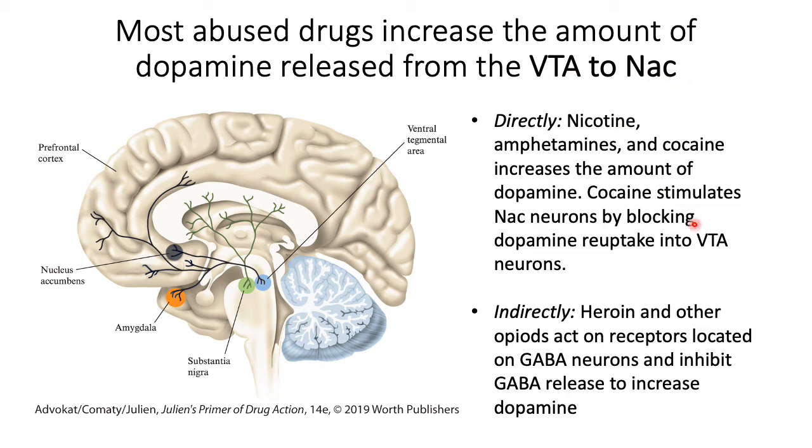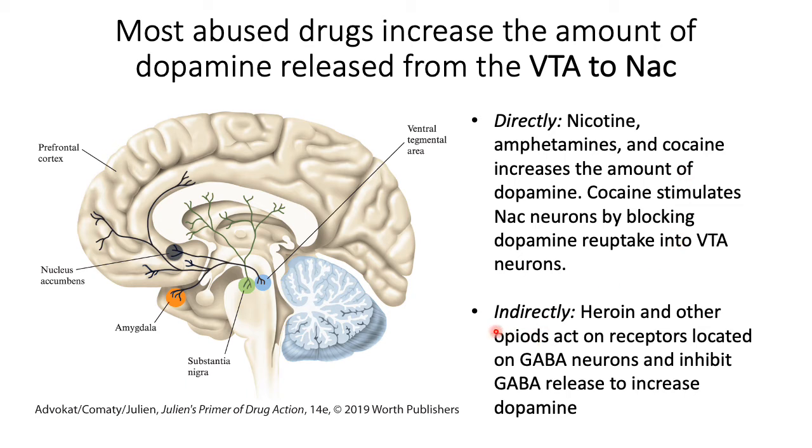There are ways that these structures are directly manipulated. Directly means that dopamine is stimulated directly and increased. Some of these drugs are nicotine, amphetamines, and cocaine.